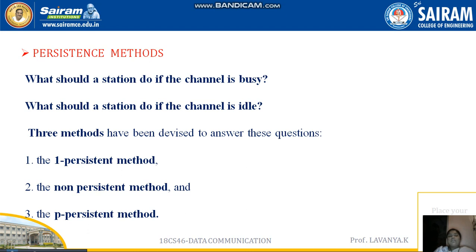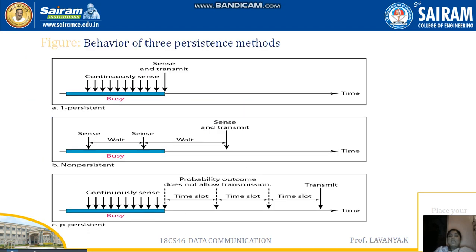The persistence method can have three types: the one-persistent method, the non-persistent method, and the p-persistent method. We will see step by step what one-persistent, non-persistent and p-persistent are. Look at this diagram. This is the behavior of the three persistence methods. Here, the transmission media will be busy.